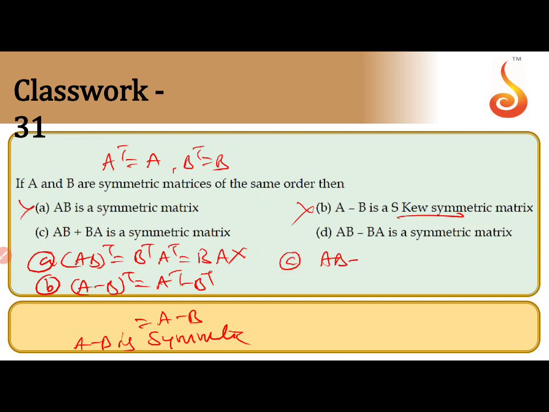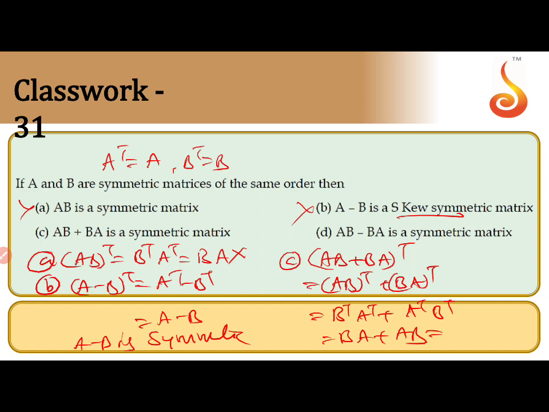You can take (AB plus BA) whole transpose. For every question, the same model. This is also an important model. (AB) whole transpose plus (BA) whole transpose. So that is the reverse law: B transpose A transpose plus A transpose B transpose, which is BA plus AB. So that is nothing but AB plus BA. This is a symmetric matrix. So what is given? Symmetric. That is the only answer.